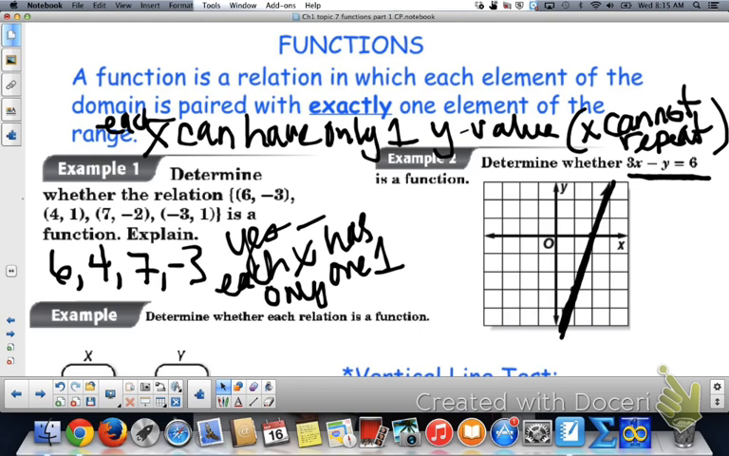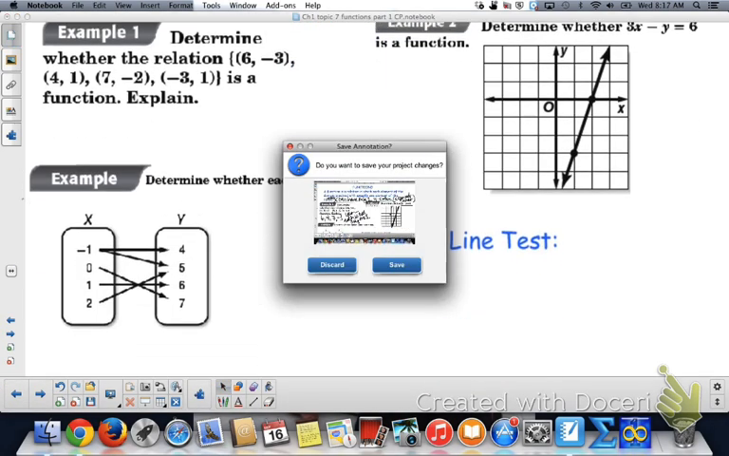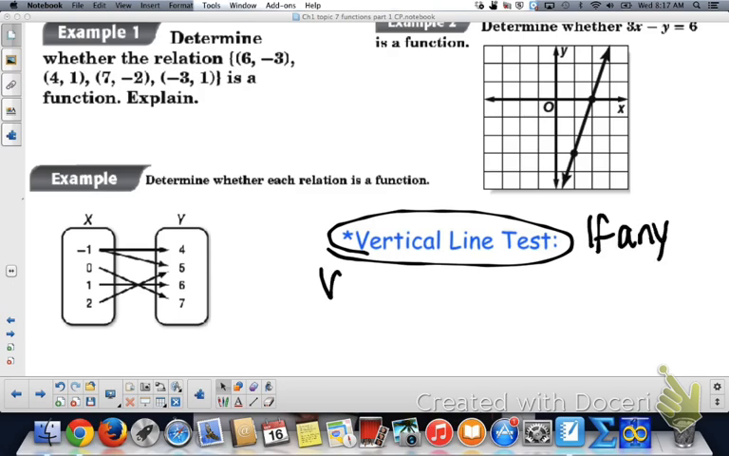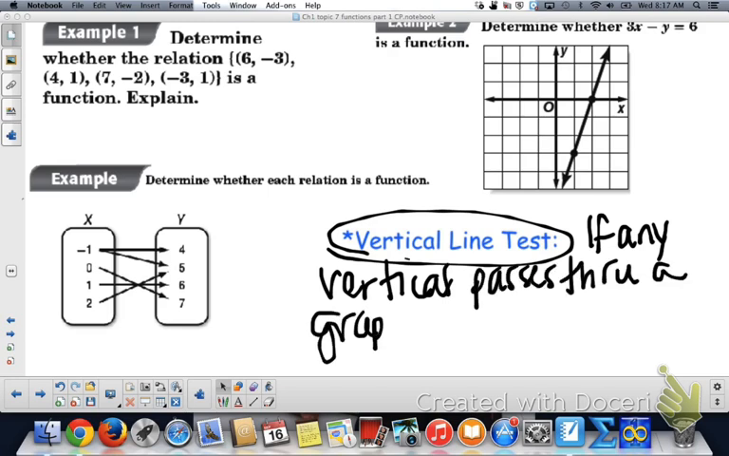This is called, and I know you can't see it very well, hang on just a second. Okay, now you can see it a little better. Sorry about that. So, the vertical line test right here: if any vertical line passes through a graph more than once, it is not a function.